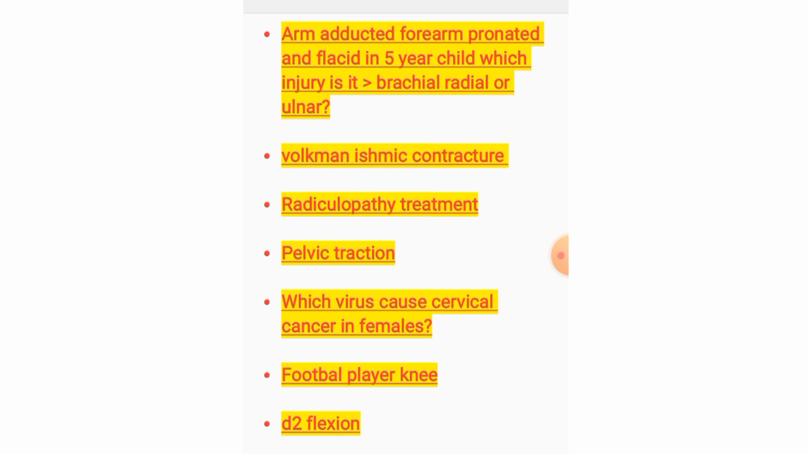Arm abducted, forearm pronated and flaccid in a 5-year-old child. Which injury is it? Brachial, radial or ulnar? Volkmann's ischemic contracture, radiculopathy treatment, pelvic traction. Which virus causes cervical cancer in females? Football player knee, D2 flexion. So let's move towards the next slide.